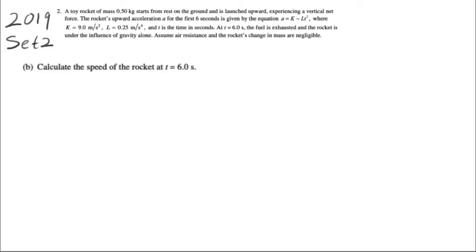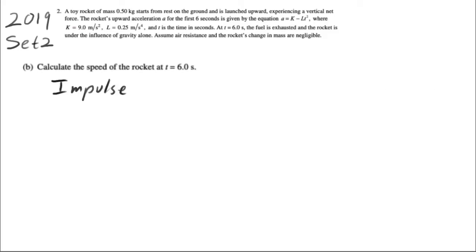Part B, calculate the speed of the rocket at t equals 6 seconds. Alright, we're calculating speed this time. Since acceleration isn't constant, we can't use kinematics, and if you use the second method in part A, you would already know that we can use the displacement, velocity, acceleration relationships. Or, if you're like me, I like to go back to part A's answer and see how that can help me solve part B. So there are two ways of doing this problem. You can either use impulse, or you can use displacement, velocity, acceleration relationships.